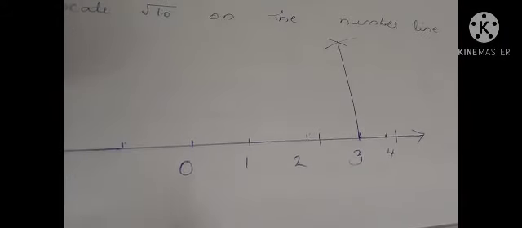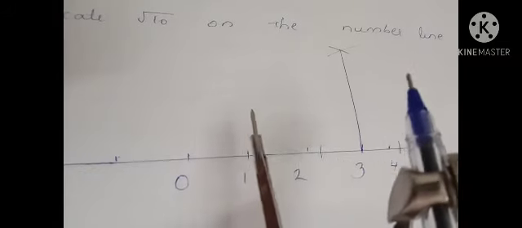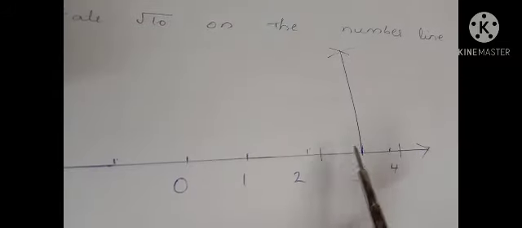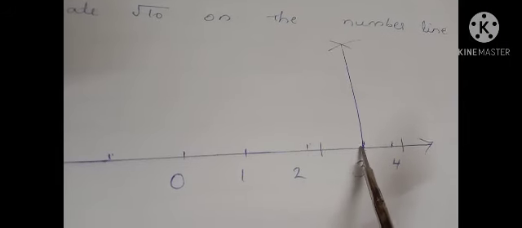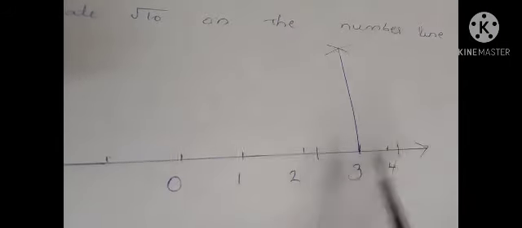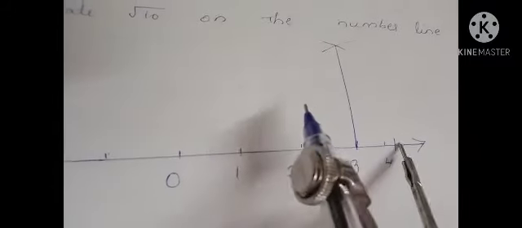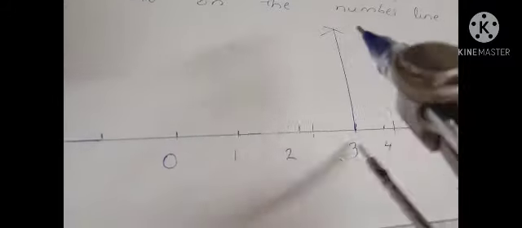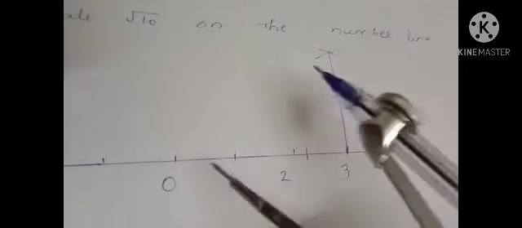This is how to locate root 5 on the number line. Now let us see how to locate root 10 on the number line. For that we have to draw a number line. Root 10 comes after root 9. Root 9 means what? 3. So we have to start with 3. From 3 I draw 2 arcs to the left and right by taking the same measure. And from those 2 points I draw 2 arcs with any measure, but both should be the same.